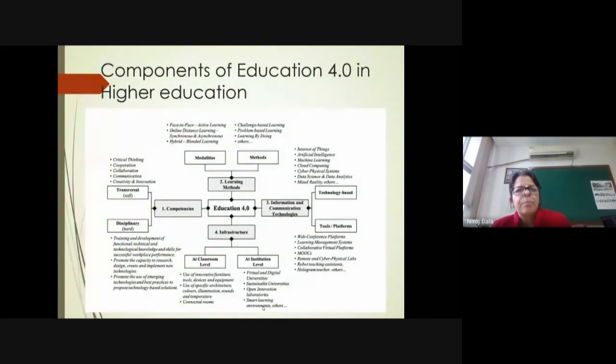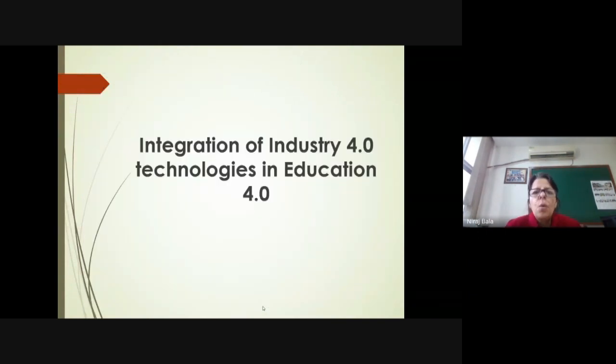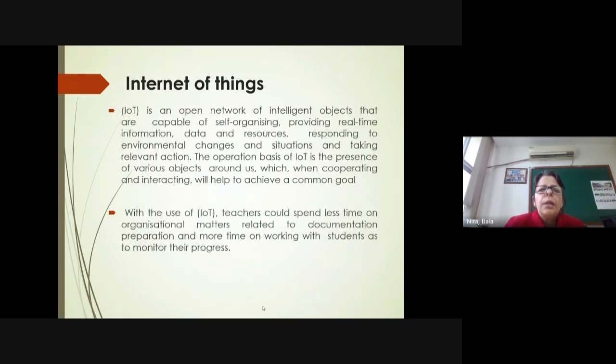So, dear participants, first of all, we understood the journey from education 1.0 to education 4.0. And now these are the four core components of education 4.0 which are required. Now, how can we integrate Industry 4.0 technologies in education 4.0? Here I will be sharing some examples. Then I would like to take some input from the participants also, where they have used these latest technologies for their education systems, where they have made some project or something and used these technologies in education 4.0.